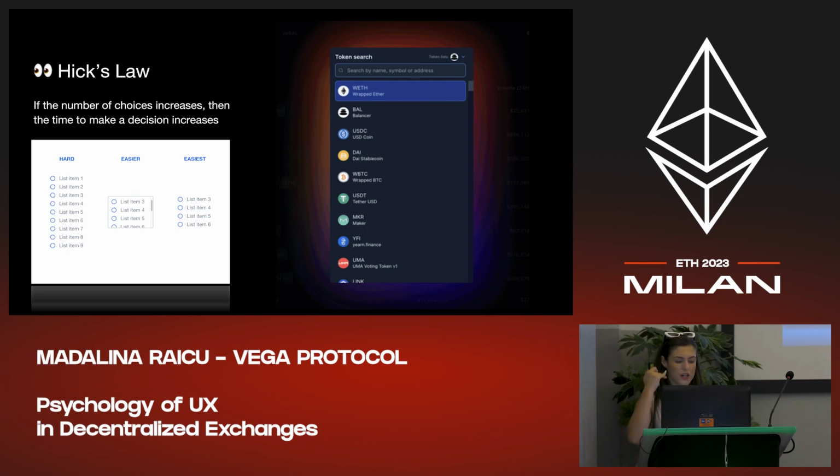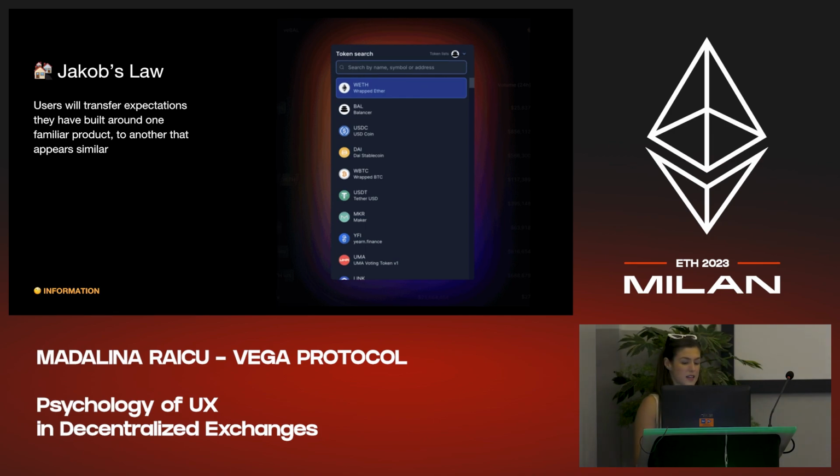And here you have very popular examples of DEXs, Uniswap, Curve, and Balancer methods to select a token. You do have this scrollable modal to find the token. Designers made it even easier by allowing users to narrow down that list with a search filter. These UIs from this slide, they do look very similar, right? Why is that? Well, that is because users transfer expectations they have built around one familiar product to another one that appears similar, and that is called Jakob's Law.